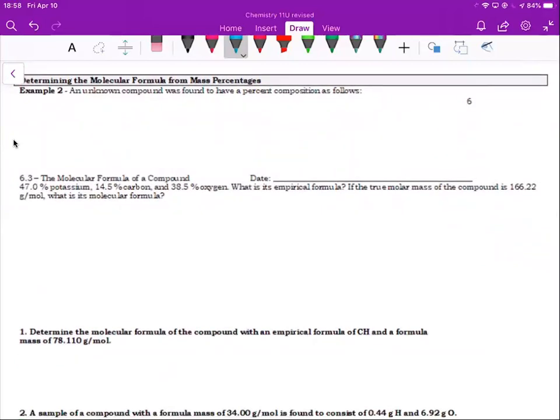Okay, so here, example 2, I don't know what happened, but whatever, we'll deal with it. An unknown compound was found to have the following percent composition. We have to find the empirical formula. It was 47.0% potassium, 14.5% carbon, and 38.5% oxygen.